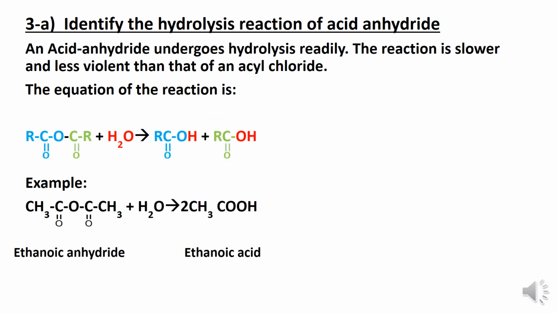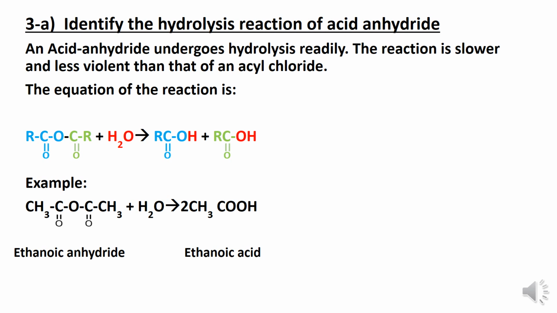Now the last chemical reaction is the hydrolysis reaction. So what is the hydrolysis reaction with respect to the second derivative? An acid anhydride undergoes hydrolysis reaction readily. The reaction is slower and less violent than that of an acyl chloride. The equation of the reaction is as the following here.